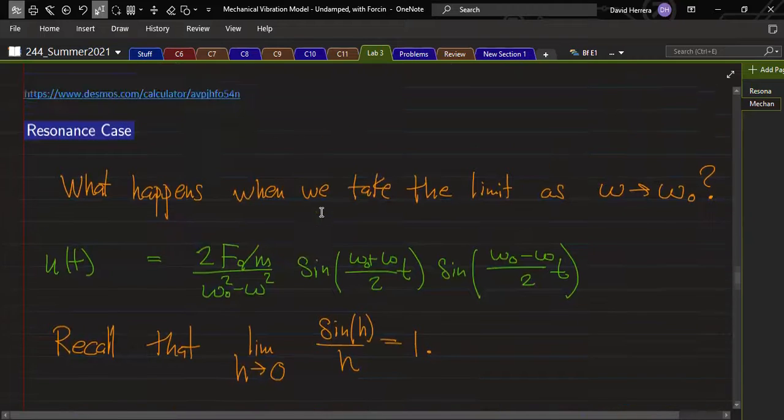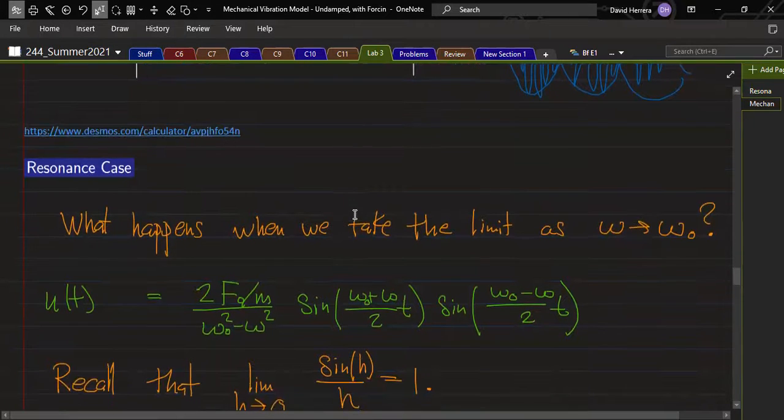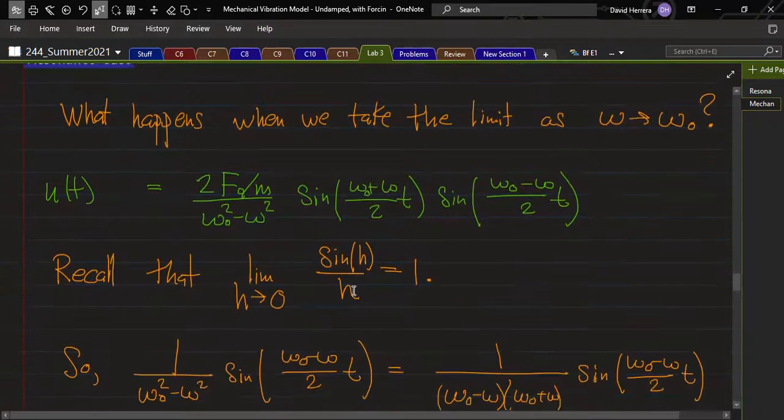So what we're going to do is talk about what happened when we took the limit as omega got very close to omega naught. So here you have this form here, and we're just going to look at basically each component separately. So what we're actually going to do is use the fact that when omega goes to omega naught, this right here goes to zero, and this also goes to zero. This right here goes to the average, and since omega is going to be very close to omega naught, this is going to go to omega naught.